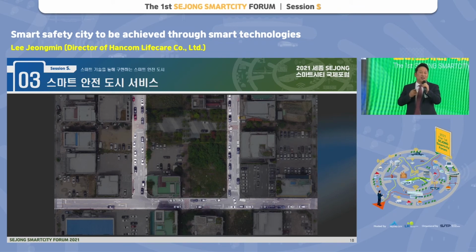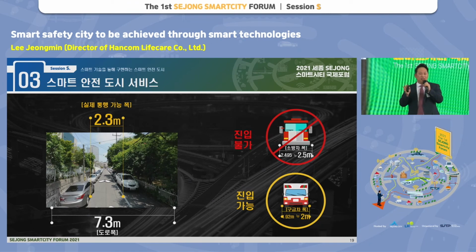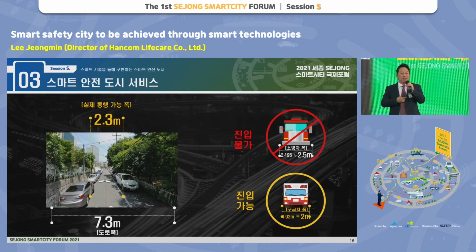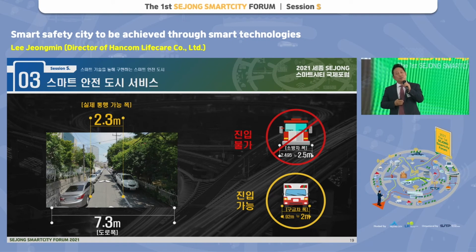You can see the illegal parking of vehicles there and there. Between them, the fire engine should go through and enter. Let me check whether that is possible. The fire engine width is 1.5 meters, and the ambulance is 2 meters. But the entire width of this road is 7.3 meters. Through the CCTV, we calculated how our vehicles can go through. It's 2.3 meters according to our real-time calculation. So it means that this road is not available for our fire engine or ambulance.